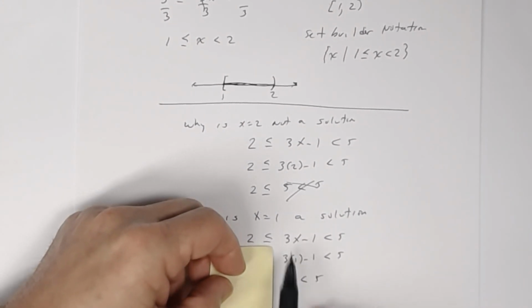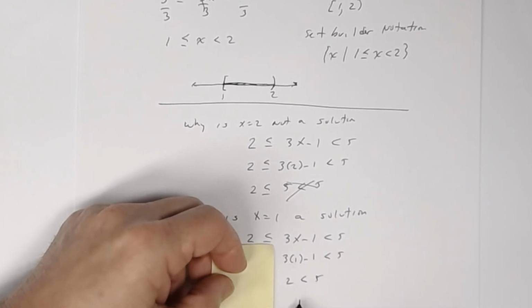Now let's see why it's true. Let's see why 1 is a solution. Do y'all agree that when I substitute 1, I get this statement? Is this true or false? Well, that's a true statement. 2 is less than 5.